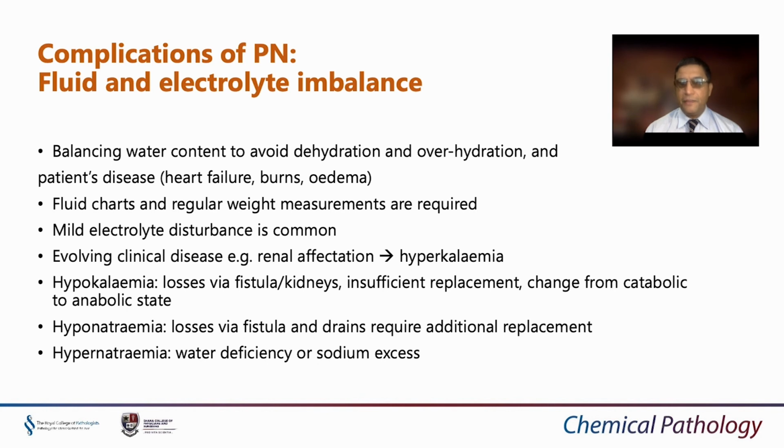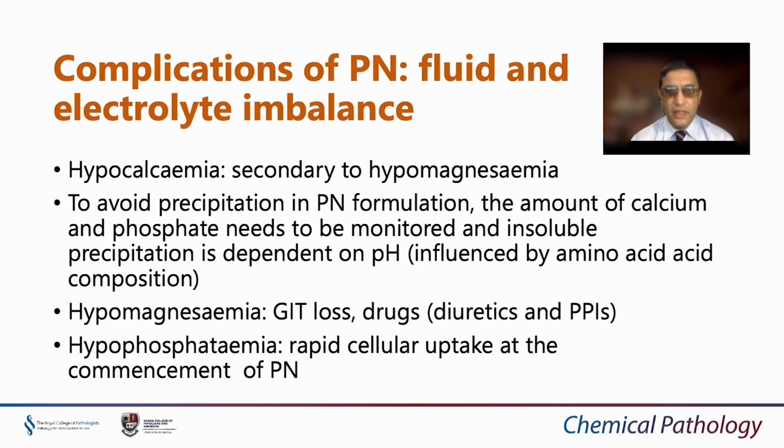Other complications of electrolytes include abnormalities with calcium, hypocalcemia, hypomagnesemia, and hypophosphatemia. Hypocalcemia can be secondary to hypomagnesemia, and the low magnesium levels can result from GIT losses and the drug regimen that the patient is receiving. Hypophosphatemia is commonly encountered in patients, and this is due to the rapid cellular uptake after starting the feed.